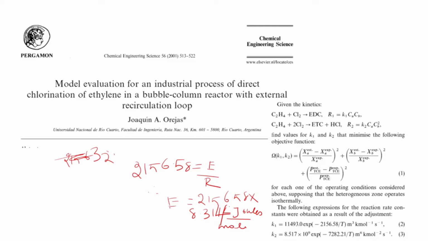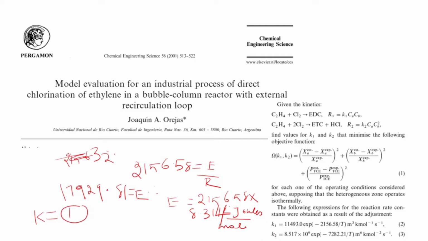I already showed this in the previous lectures. So this should be equal to 17929.81. That will be your activation energy. So your K will be equal to this big number which is here.